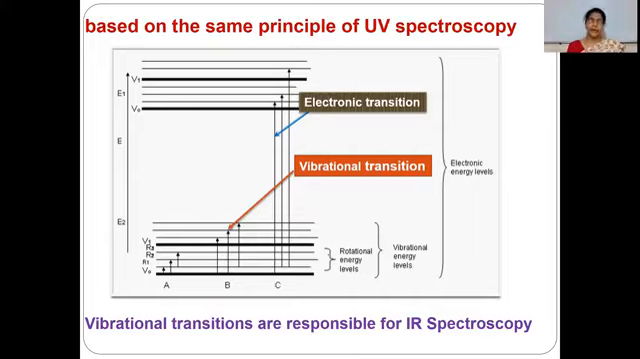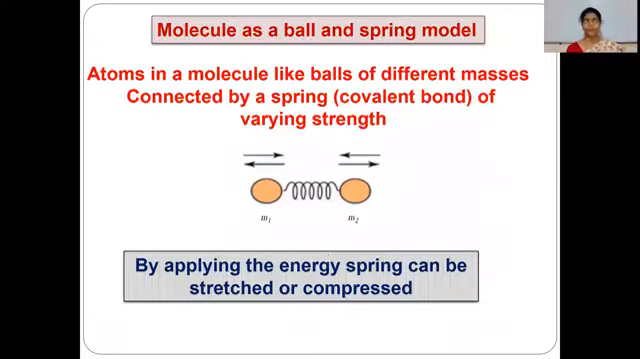When we apply IR radiation, it has less energy than UV visible radiation. Electronic transitions are not possible, but the energy of the IR radiation matches the energy difference of different vibrational energy levels. So in this condition, vibrational transition is possible. The molecule may be excited from the ground state vibrational level to a higher state vibrational level. That means vibrational transitions are responsible for IR spectroscopy.